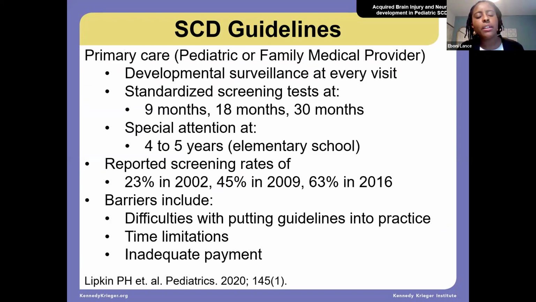And so we know that the primary care physicians are very busy, and that it can be difficult to do developmental surveillance at every visit. They are doing the standardized screening tests at 9 months, 18 months, and 30 months, and then paying special attention to patients at times of transition, so transition to elementary school, middle school, and high school. And the screening rates are improving over the years, but are still fairly low, and this is because of time limitations and inadequate payment. And it's always difficult to put guidelines into practice, even though these have been around for a few decades now.